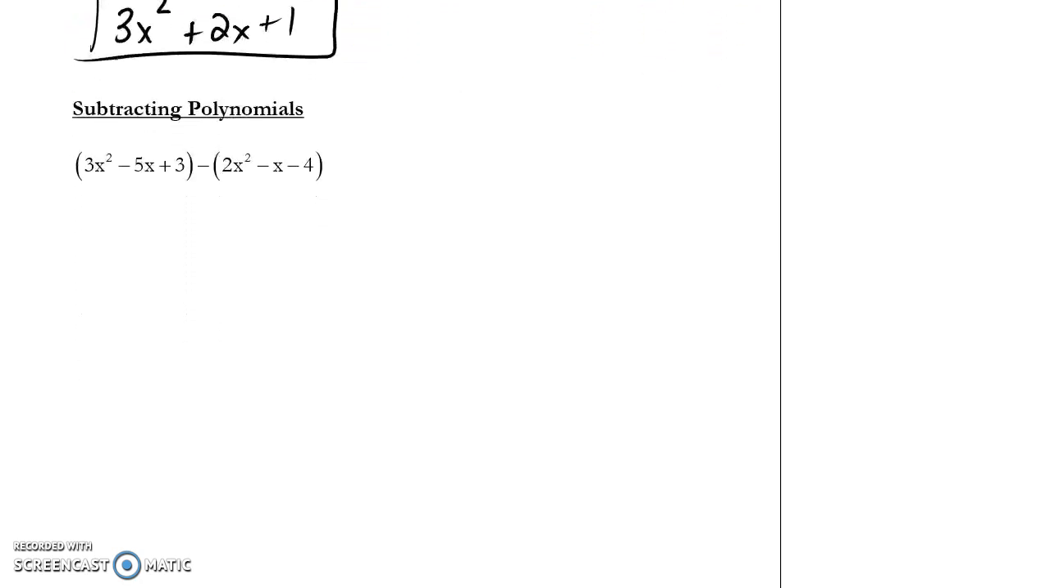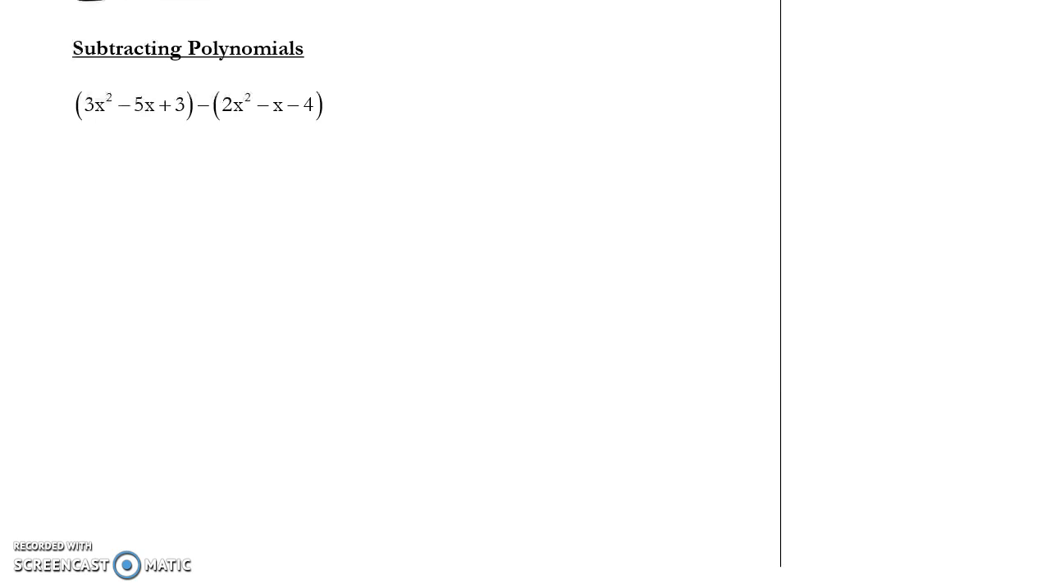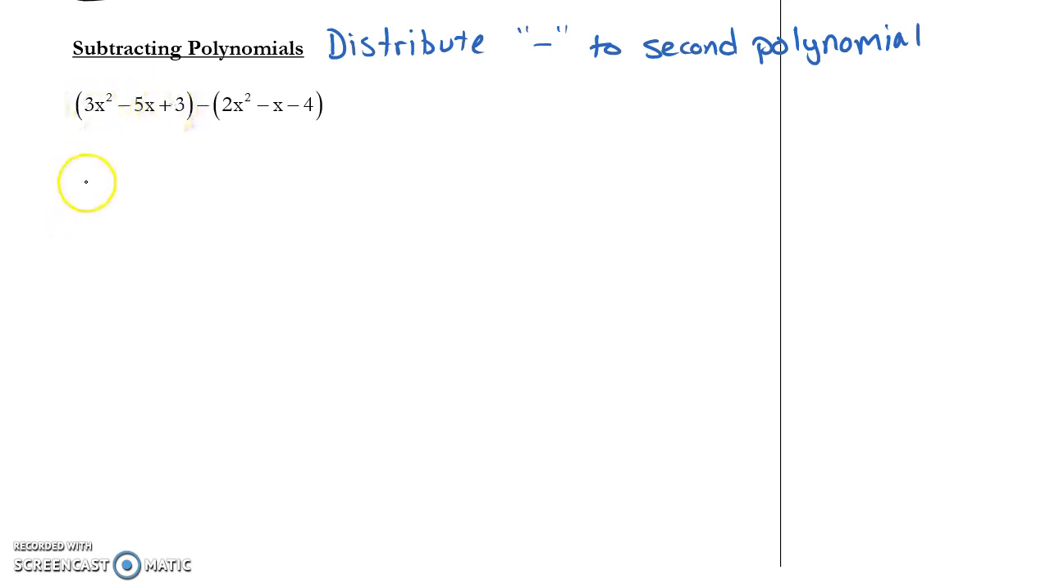Subtracting polynomials is a little bit tougher. This one is the one that is a little bit trickier. The key here is you must distribute your negative, your subtraction, to the second polynomial. So what does that look like? Well, the first polynomial doesn't change. If I rewrite this, it's still 3x squared minus 5x plus 3. It's the second polynomial that does. I have to distribute this negative.